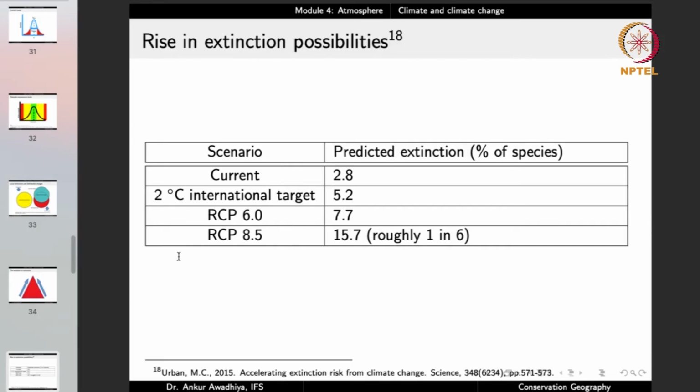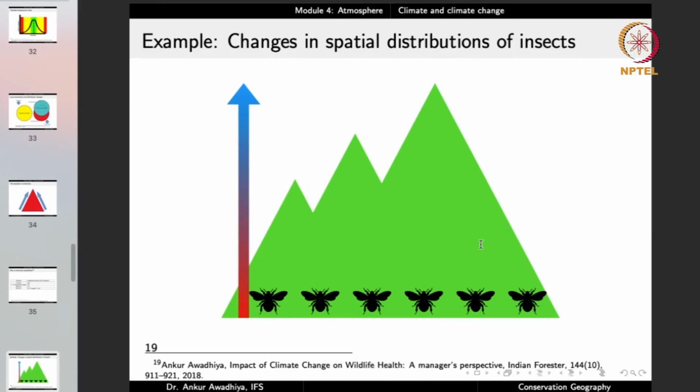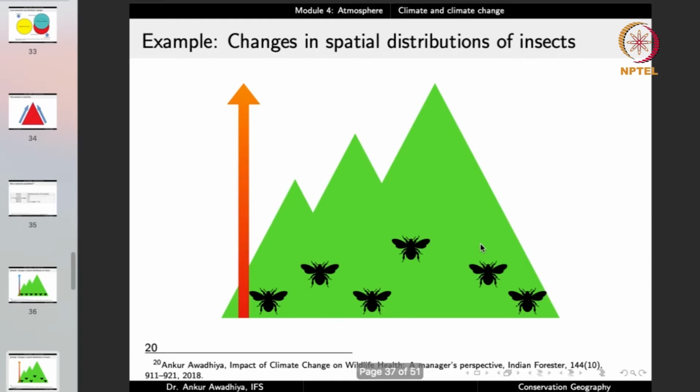But if we do not take hold of the climate change, if we do nothing, then roughly 1 in 6 species will become extinct. We are also observing changes in the spatial distribution of things like insects. This is very similar to what we are observing in the case of Escalator to Extinction. With an increase in temperature, insects are moving higher up the mountains.